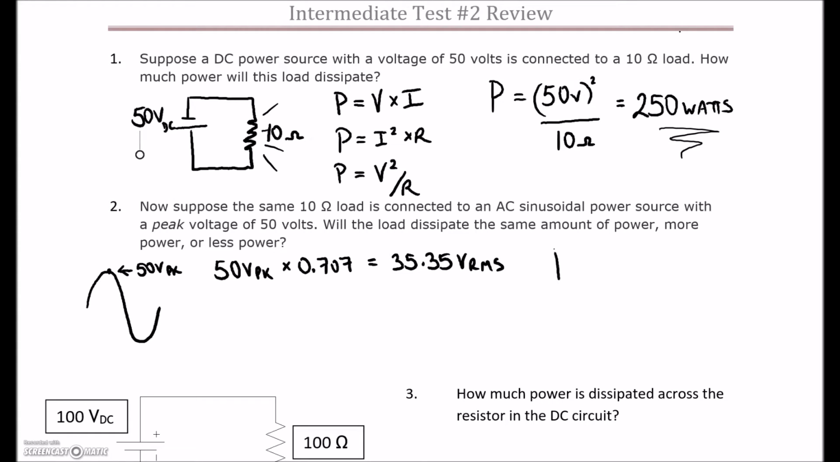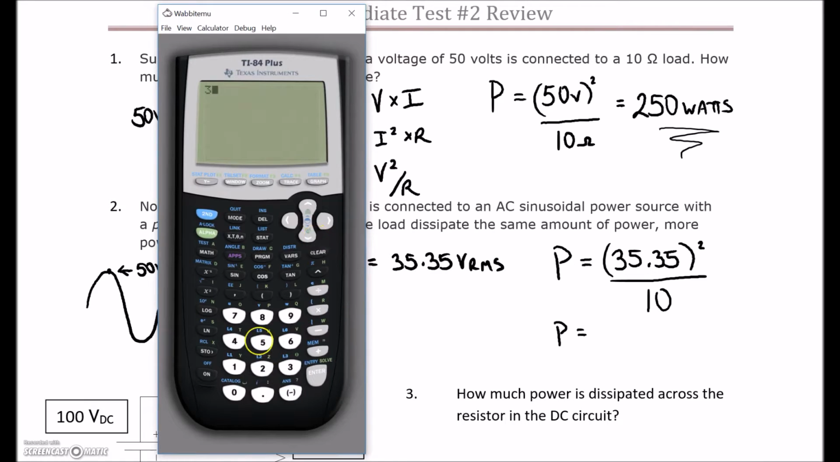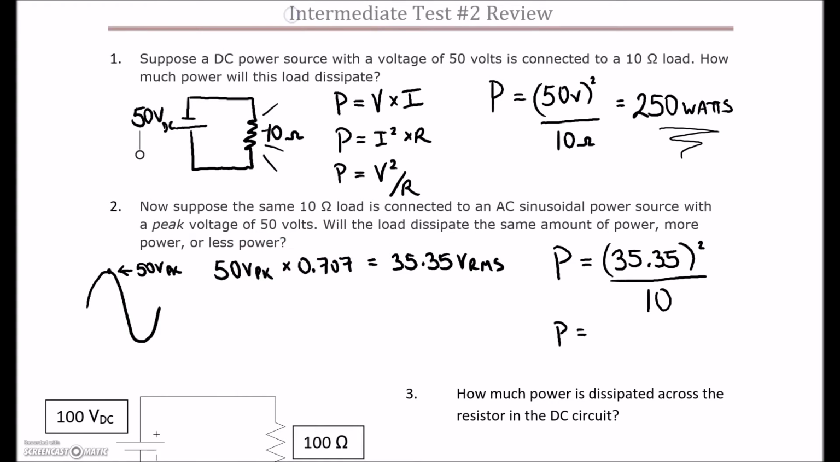So now, in order to find the power dissipated, again, we're going to take our V squared divided by resistance. So now we got 35.35 volts. We're going to square that. We're going to divide by the same amount of resistance because we haven't changed that. We just changed the voltage that was applied there. So we got 35.35 squared. Let's bring that guy over here. Square that. Divided by 10. And we got 124.96, right? But essentially 125 watts.